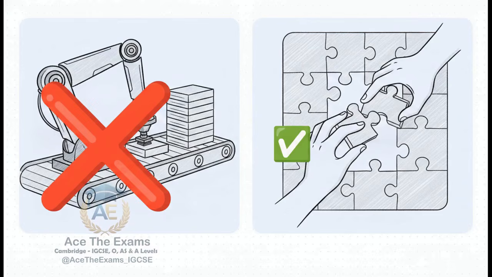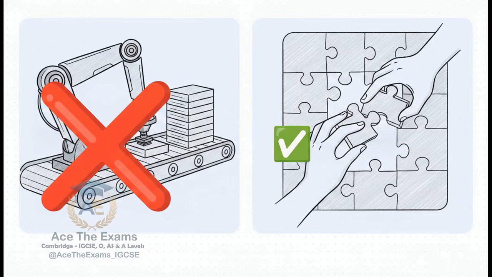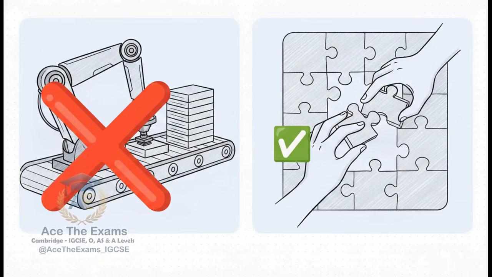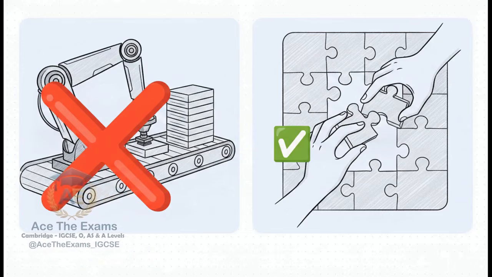Top-performing students use contextual application. They understand the concepts so well that when they see a completely weird, unfamiliar scenario on paper 2, they don't panic. They just adapt their tactics to the new context.